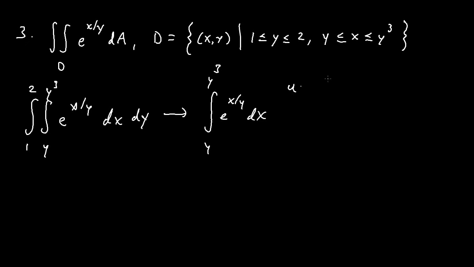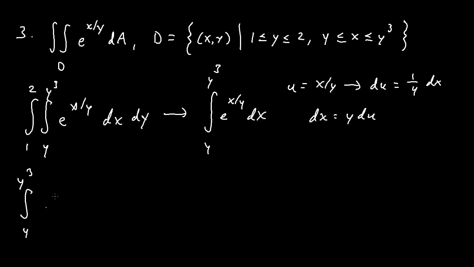So if I make u equal to x over y, and so then du, remember we're going to differentiate with respect to x. So the derivative of x over y, when we differentiate with respect to x, is simply 1 over y dx. So if I solve for dx, dx is going to equal y times du. So then if I go ahead and substitute it back into the integral, we get the integral from y to y cubed of e to the u, because I made x over y equal to u, times dx, which I made equal to y times du.